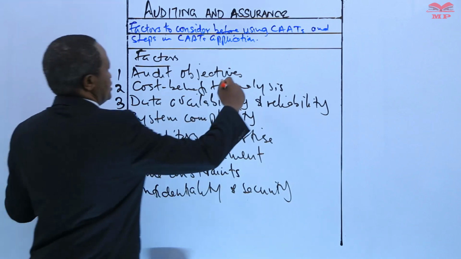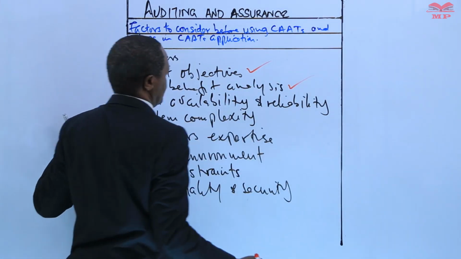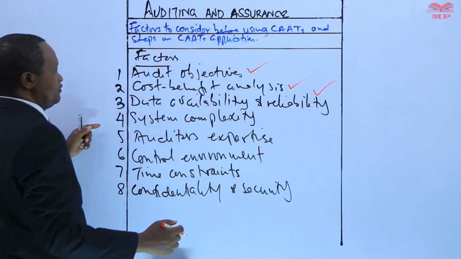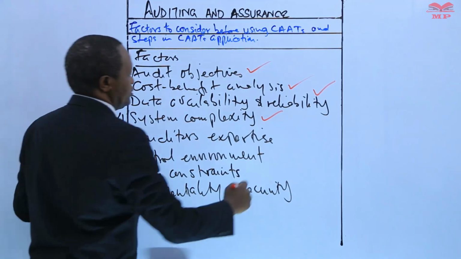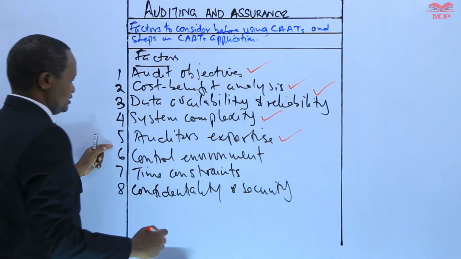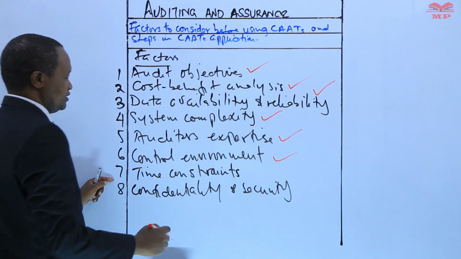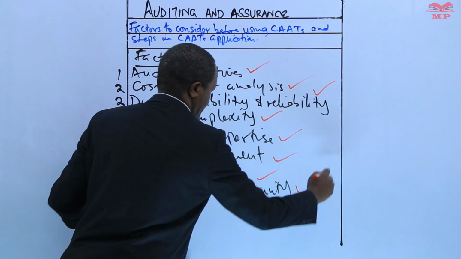One, audit objectives. Two, cost-benefit analysis. Three, data availability and reliability. Four, system complexity. Five, auditors expertise. Six, the control environment. Seven, time constraints. And lastly, confidentiality and security.